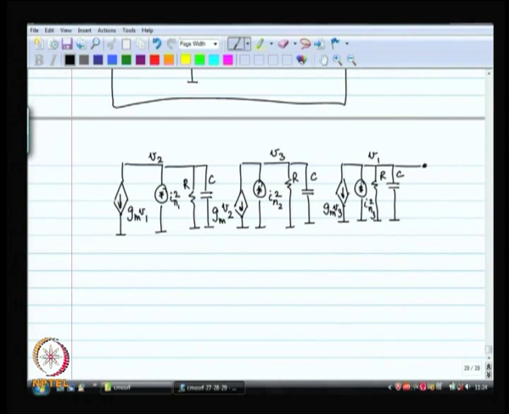Now, the way we do this is we take each noise source at a time and then work it out. Each noise source we are going to take at a time and then find out the output because of each noise source and then add them up, add the mean squares of all of these noises together. And that will be the mean squared noise voltage, the total mean squared noise voltage at the output. That is how we are going to do our business.